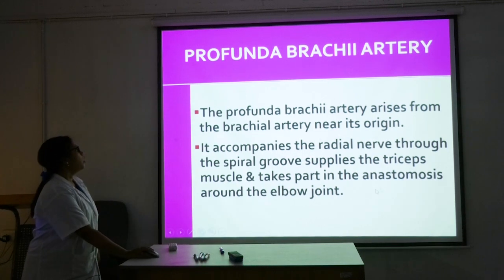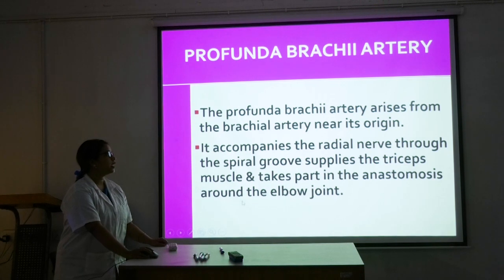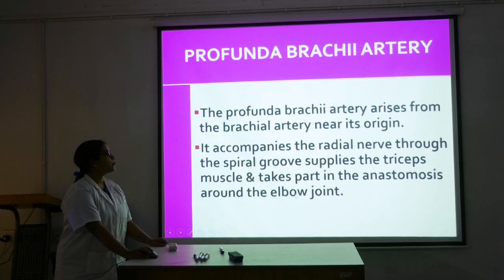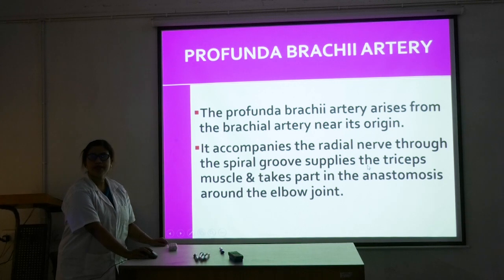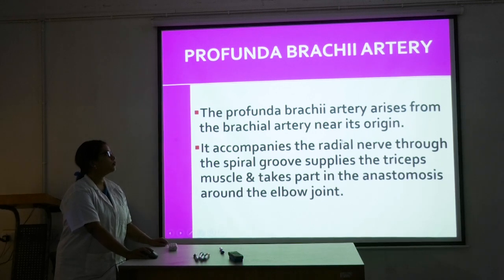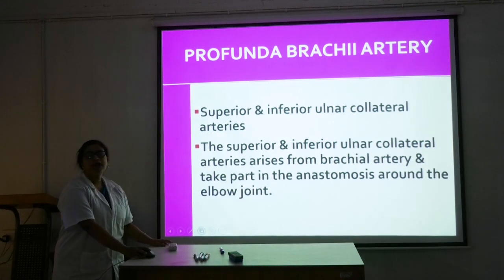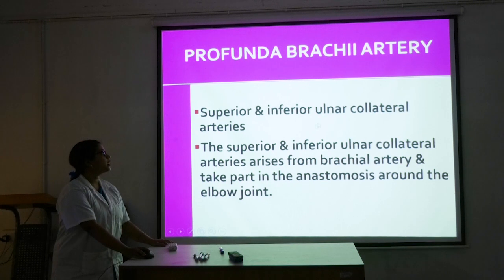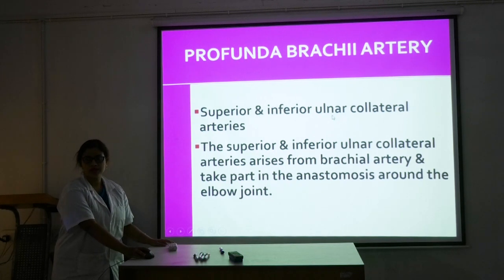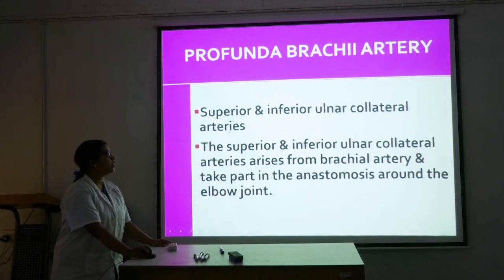Okay, so it accompanies the radial nerve in the spiral groove, supplies the triceps and takes part in the anastomosis in the elbow joint. So it is supplying triceps muscle definitely, and another is the anastomosis around the elbow joint. So these are the two supplies of the profunda brachii artery. Then how many branches has it got? Superior and inferior ulnar collateral artery.